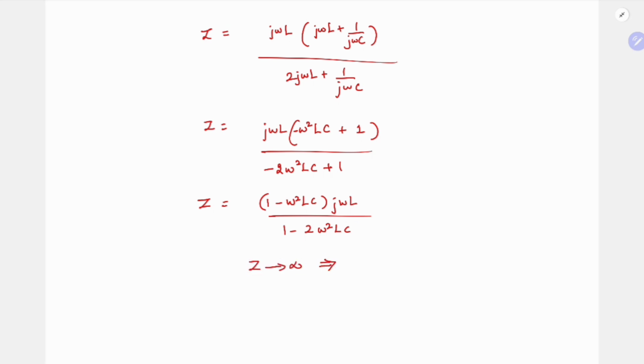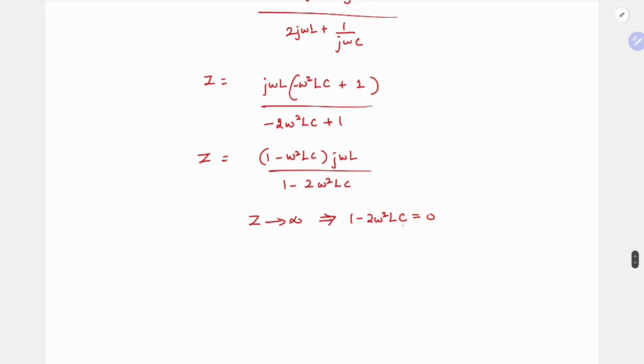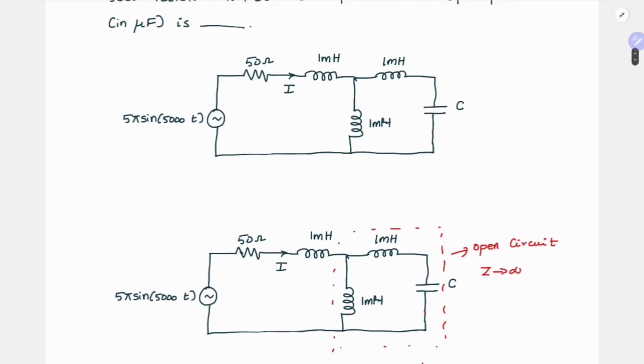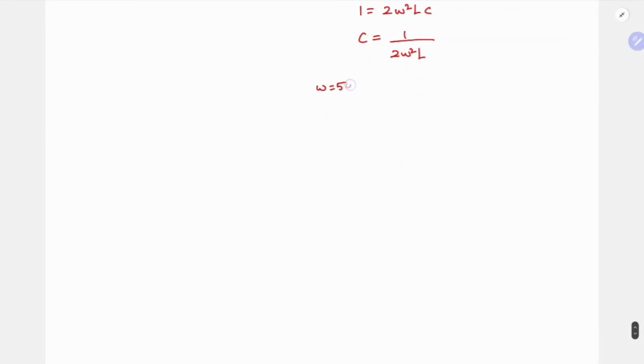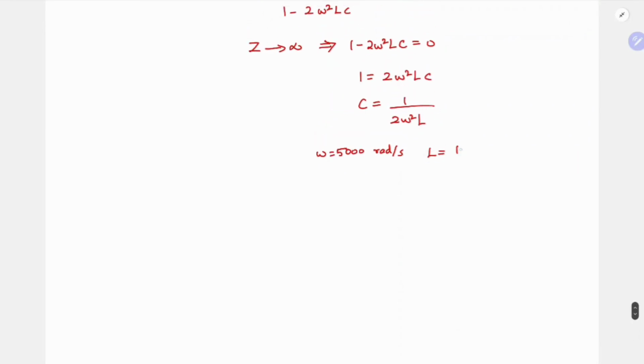What does this mean? This means that my denominator should go to 0. So for what value of C does this go to 0? C should be equal to 1 by 2 omega square L. So what is omega here? Omega is given to be 5000 radian per second, and your L is 1 millihenry, right? So your C is 1 by 2 into (5 into 10 power 3) whole square into 1 millihenry.